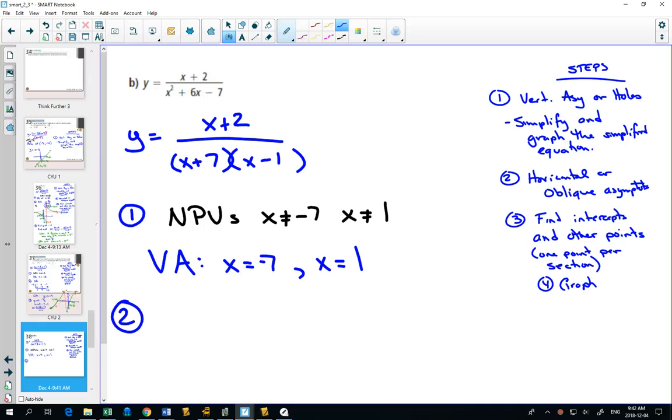Part 2. Do we have a horizontal asymptote or an oblique asymptote? We're going to have a horizontal asymptote. The degree is larger in our denominator, and anytime the degree is larger in your denominator, your asymptote will be at y equals 0.